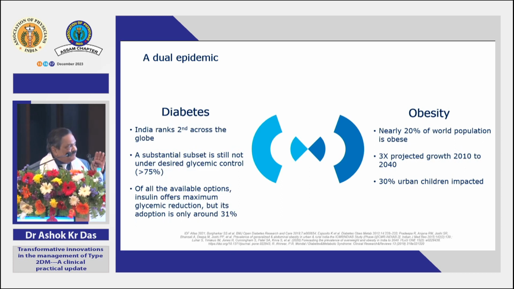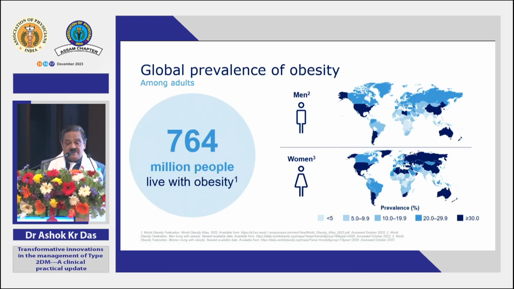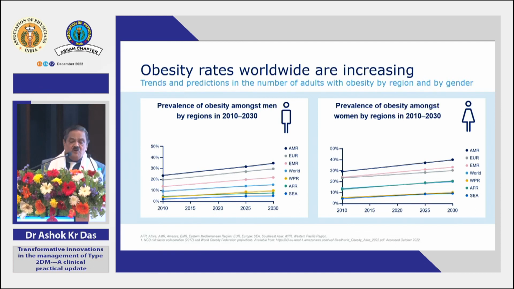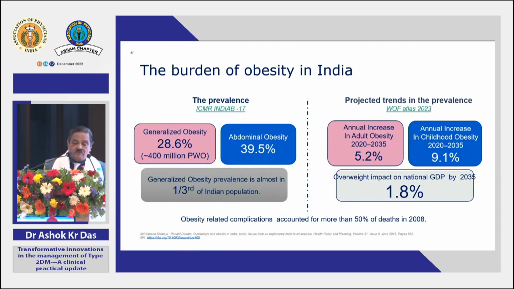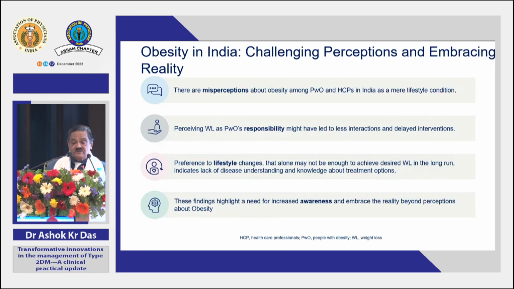Now, about 20% of the world's population are obese, and it is projected to grow threefold by 2040, and 30% of urban children are obese and diabetic. I think Dr. Kakoti is working on it. If you look at the global prevalence, 764 million, and worldwide the rates are increasing. The burden of obesity in India is very high. We have abdominal obesity in about 40% of the patients, and projected trends in the prevalence of obesity are also going to become very high, and we have general obesity in about 29% of the people.